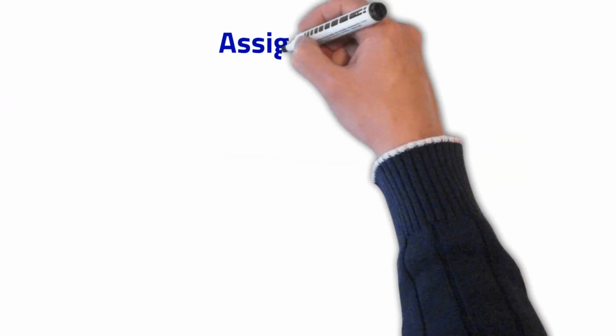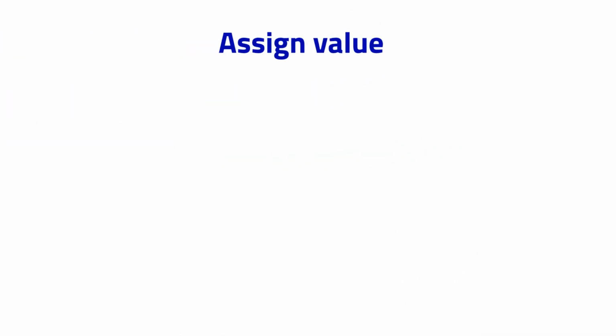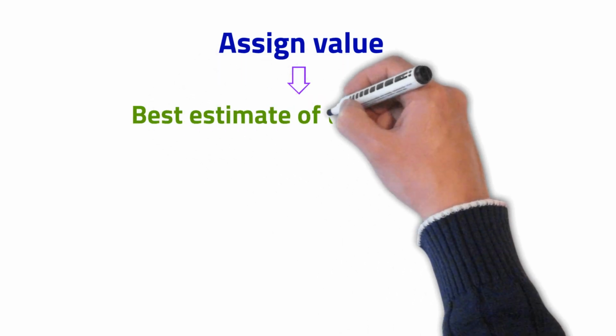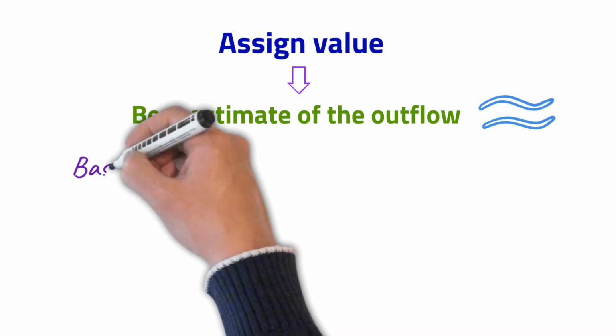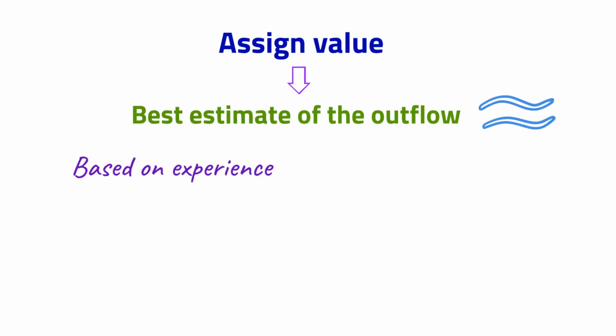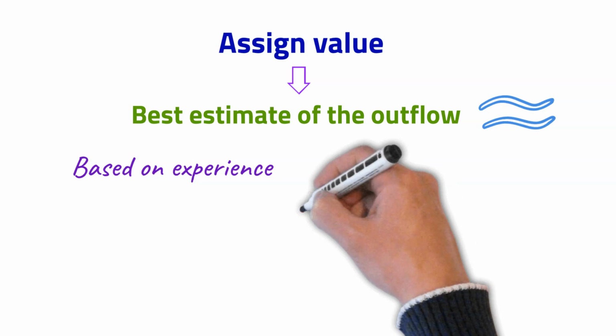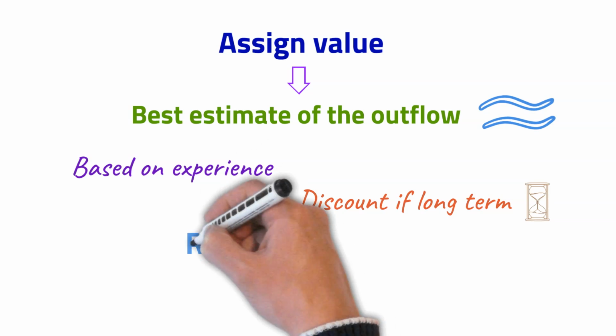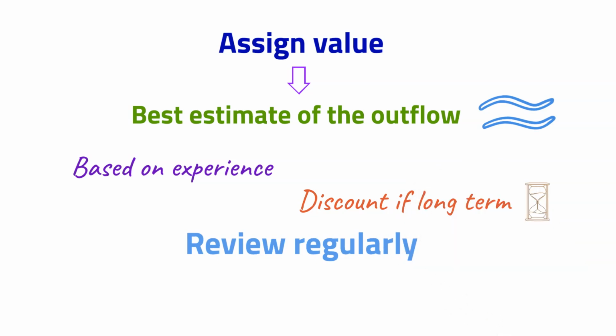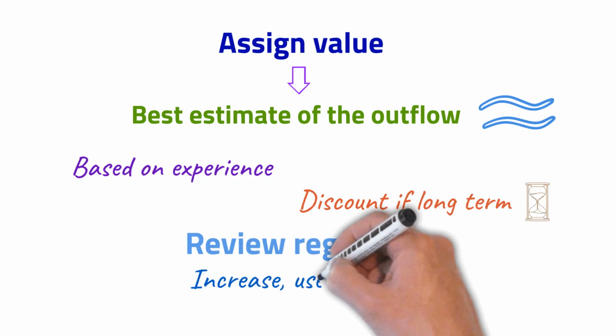How do you assign value to a provision? You should measure a provision at the best estimate of the outflow. For many similar items, such as warranties or returns, you would normally use an expected value based on experience. If the timing is long dated and material, you should discount to present value and unwind the discount as interest expense over time. In addition, it is always a great idea to review provisions each period, increase, use or reverse if no longer needed.